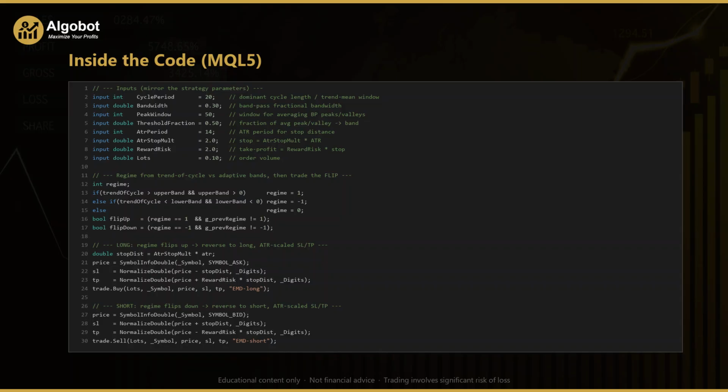On a flip up, look at the long block. The stop distance is the ATR stop multiple times ATR. The strategy buys at the ask, places the stop below entry by that distance, and sets the take profit above entry at the reward-to-risk multiple times the stop. The trade.by call sends the long order.